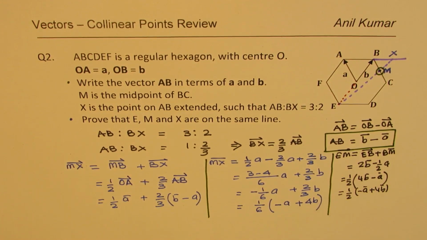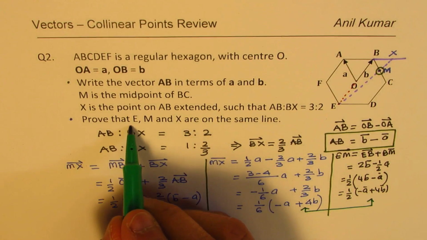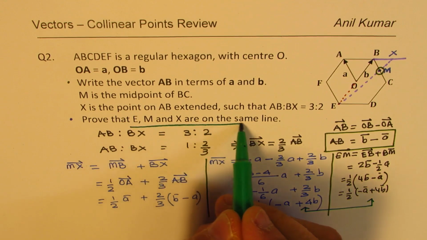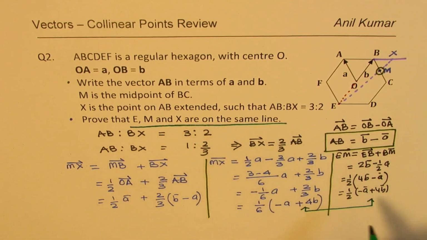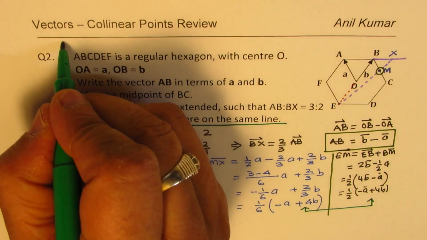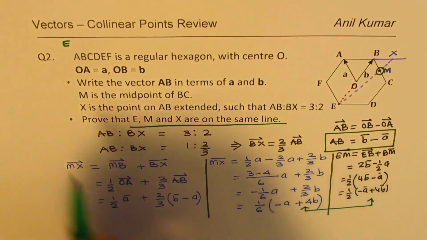So from here, what do we notice? We notice that they are both scalar multiples of 4B minus A, right? So that means they are collinear points. So what we notice here is that to prove this point that E, M, X are on the same line, we notice that EM, this is EM, right?